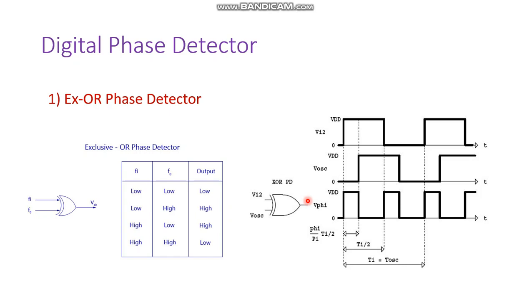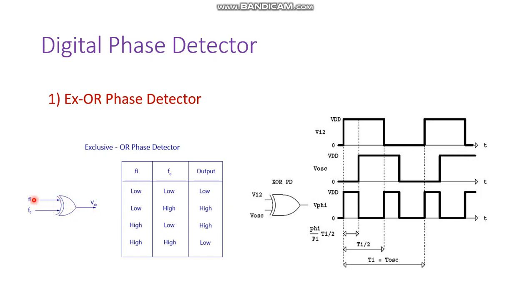Digital phase detector, which is one of the basic building blocks of PLL. In that, various phase detectors are there. Let's see the first, the XOR phase detector. As we know, the XOR works when an odd number of 1s is there, the output is 1, or we can say when there is a difference of phase.